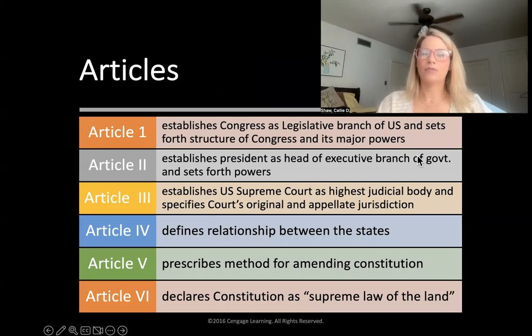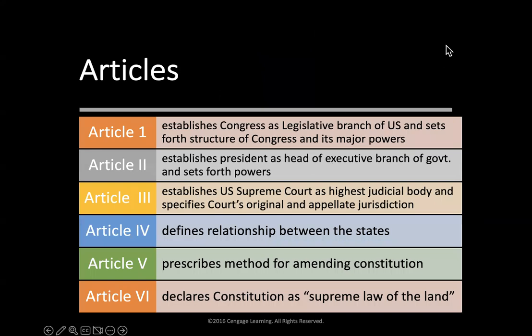Now, in terms of the articles, right? The 6 articles, this is a map. If you want to know what Congress can and can't do, what article would you look at? Article 1. If you want to know what the president can or cannot do, what article do you look at? Article 2. If you want to know anything about the courts, where do you look? Well, Article 3. So we have 3 branches of government, 3 articles that specify each of these branches of government's power, authority, and limitations, okay?